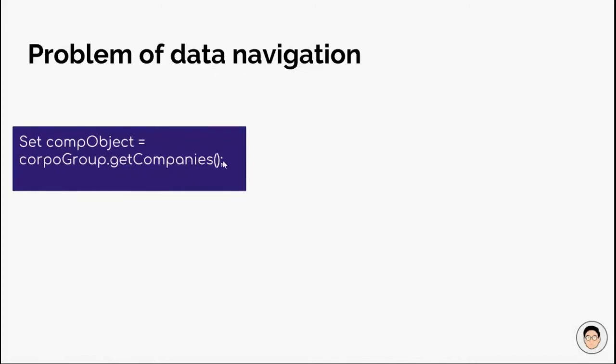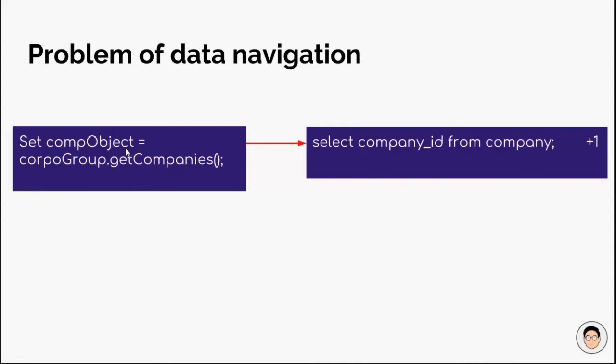This is the Java code to retrieve all the companies. Using this corporate group object, we call the getCompanies method. This method will return a set of companies. Its equivalent query would be something like this. Here we are assuming that we have a company table in which we have columns like company ID, company name, and all the company related information. This query would be executed one time to retrieve all the companies.